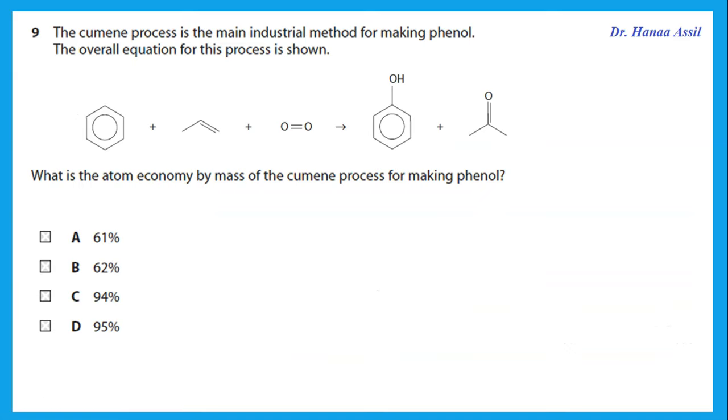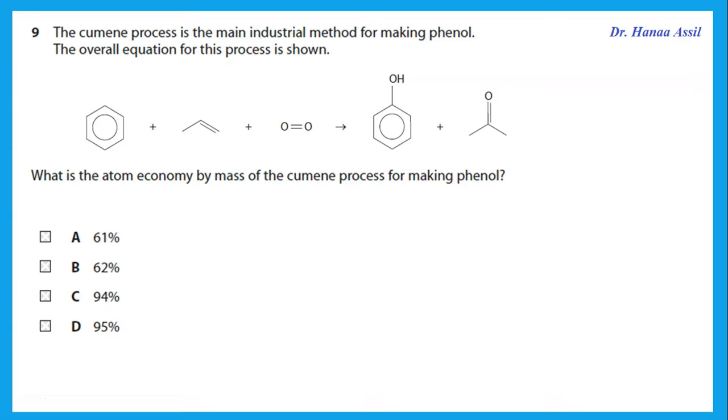The cumene process is the main industrial method for making phenol. The overall equation for this process is shown. What is the atom economy by mass of this process for making phenol? So we're trying to make phenol. We want to calculate the percent atom economy.